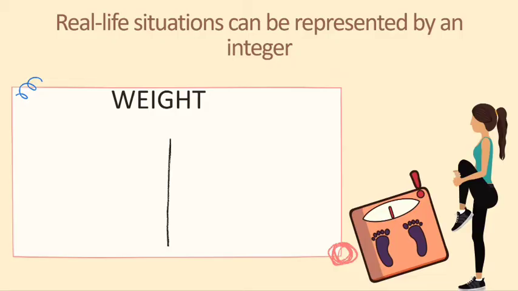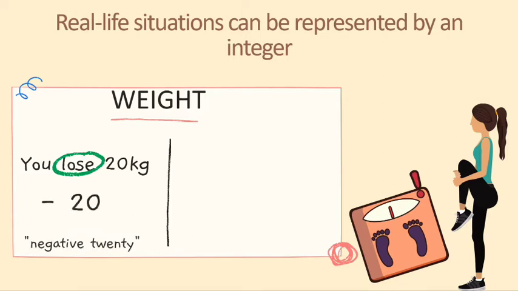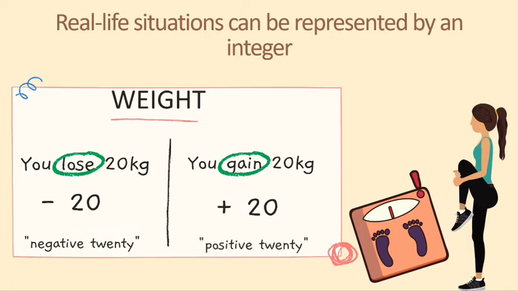Okay, so saan pa natin pwedeng magamit yung integer? Let's say sa weight. Alam naman natin, di ba, nag-lose tayo ng weight, nag-gain tayo ng weight. Let's say you lose 20 kilograms. We have here the word lose. Ang lose, di ba, alam natin, yan ay nababawasan. So that is minus 20 or negative 20. Next naman, let's say you gain 20 kilograms. Gaining, that is nadadagdagan. So that is plus 20 or positive 20.